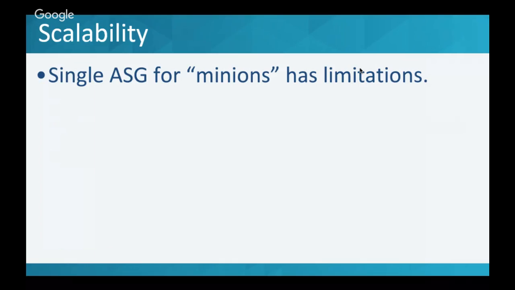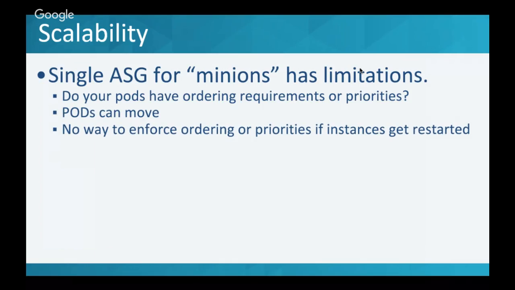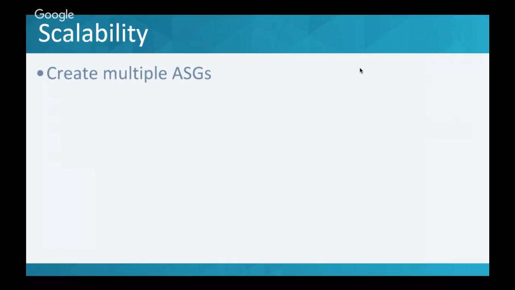If you use one set of resources, then you can have a problem. So this made us think more about what we do. If we have pods that have ordering requirements or priorities, it's hard to enforce any reordering guarantees when that happens. So this made us think about using multiple auto-scaling groups. So how does that help?